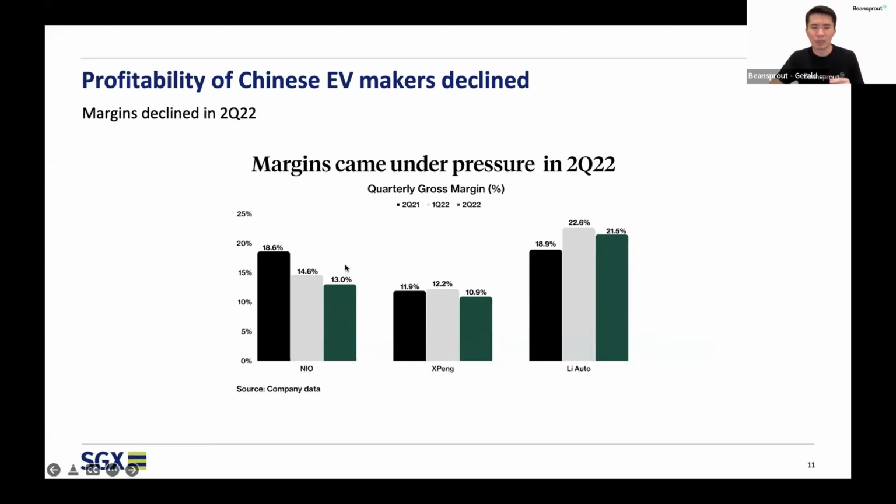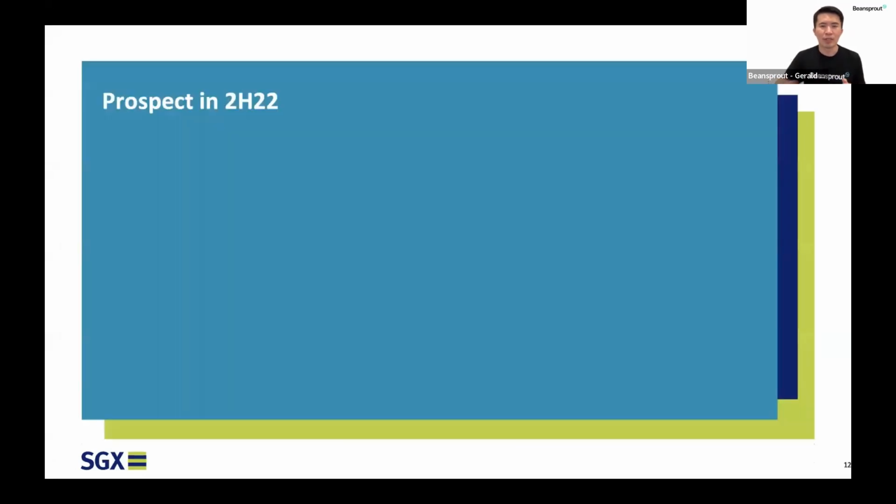If you look at the second quarter, it wasn't just NIO's margin that came down. Xpeng's margin also came down from 12.2% to 10.9%, Li Auto 22.6% to 21.5%. So this margin pressure was felt across the board by the Chinese EV makers because of the supply chain constraints that we talked about earlier and how that actually impacted the delivery schedule of the EV makers. So in a nutshell, that was really what happened in the first half of this year. We saw that the share price came down and we tried to understand what actually happened that led to this decline in the share price.